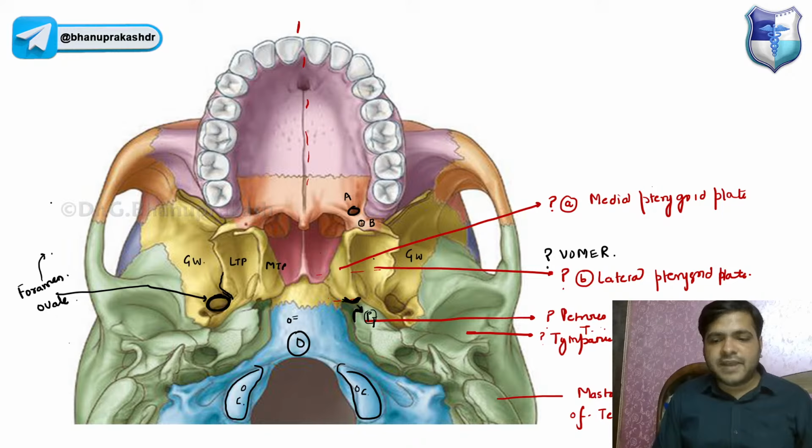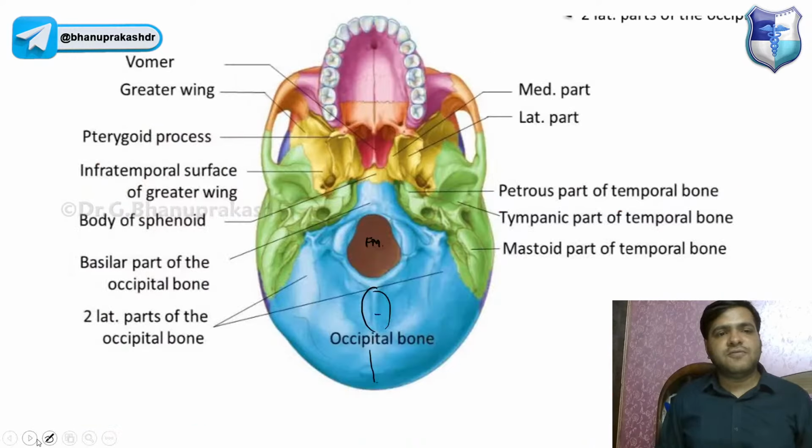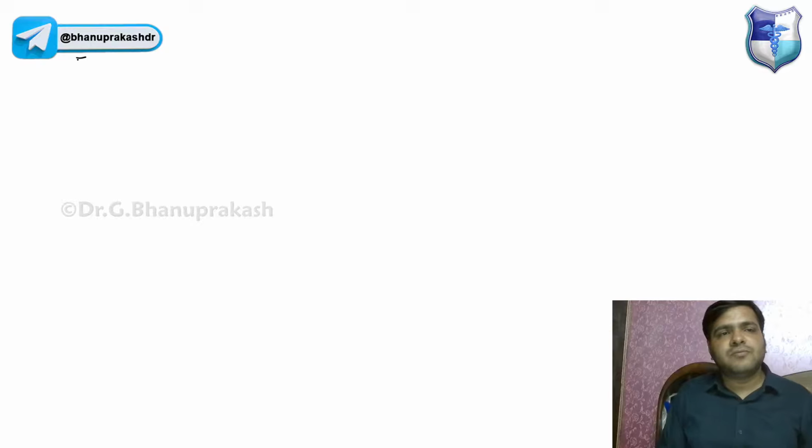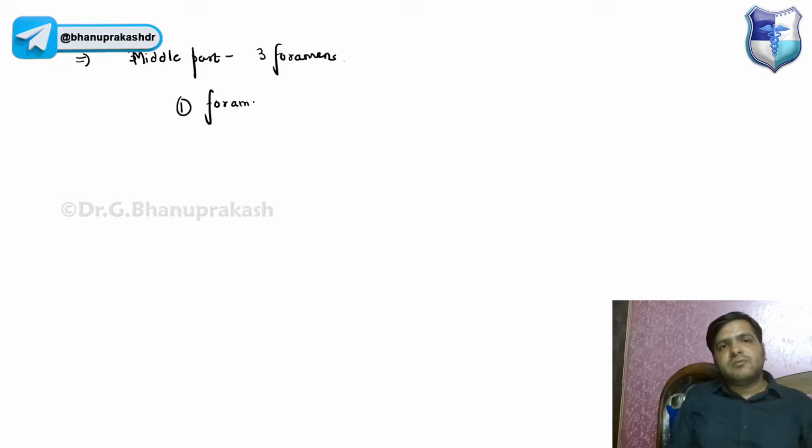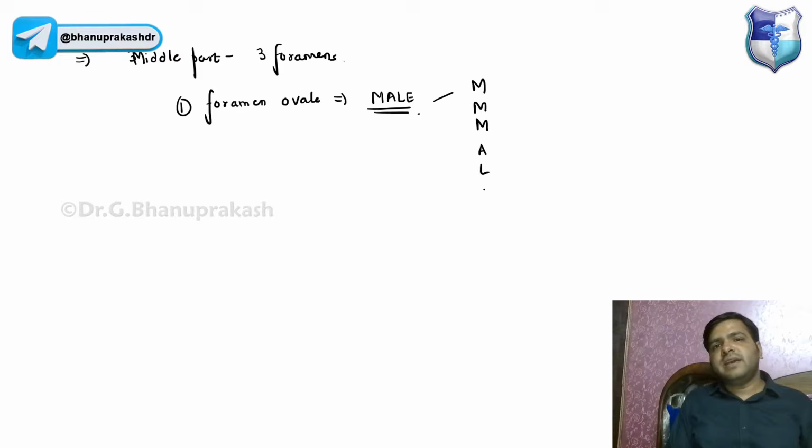Foramen ovale, very important, guys. You have to write down all the foramina, which is very important. In the middle part, we have three small foramina. The first one, remember, is the foramen ovale. You can remember the foramen ovale by the mnemonic MALE. Guys, you write M three times and then ALE.